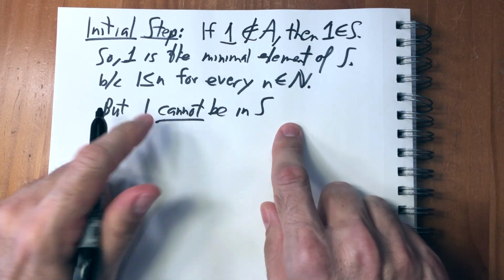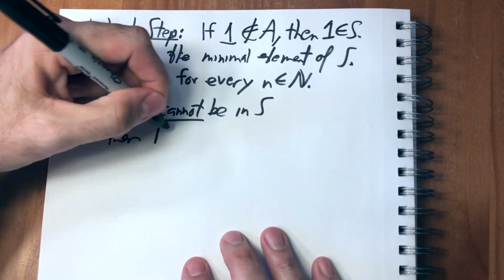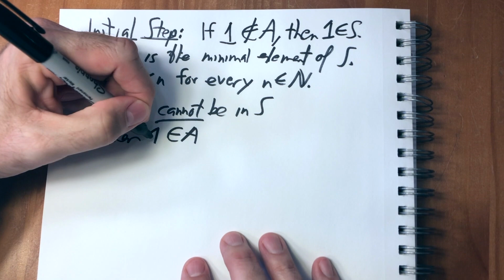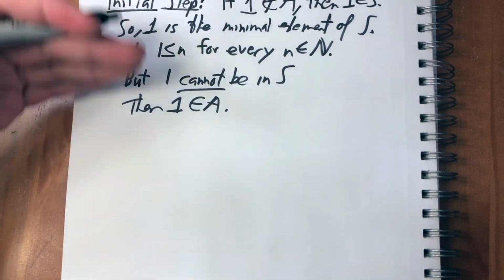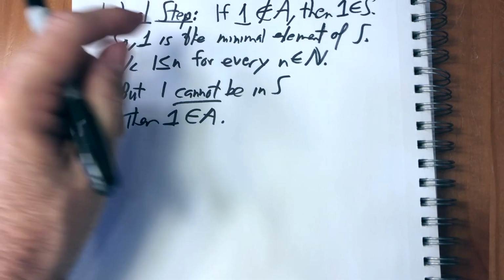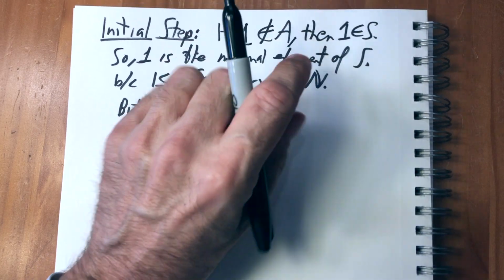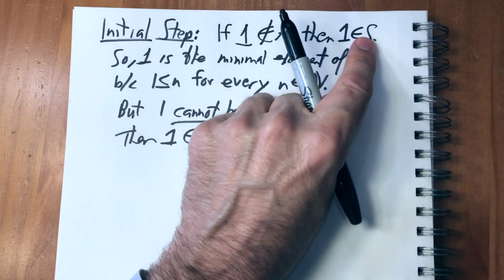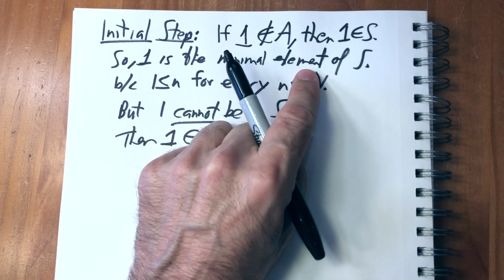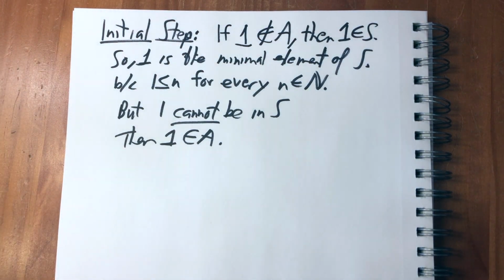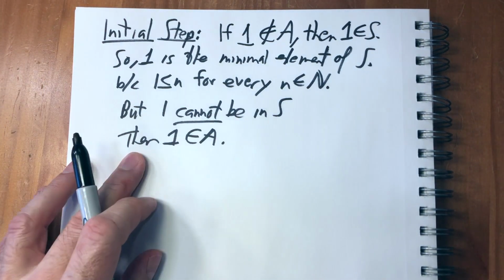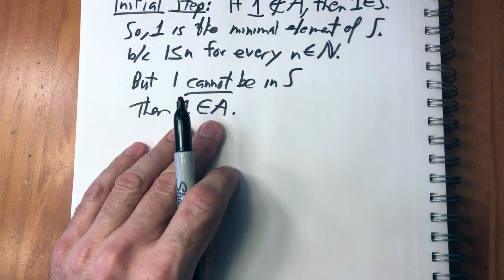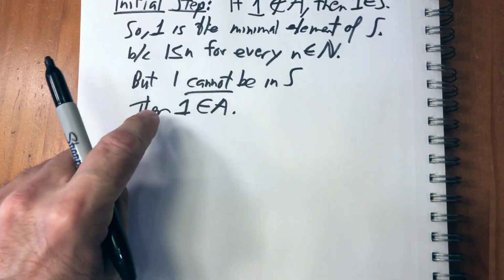But if 1 is not in S, then 1 has to be an element of A. So we sort of reached a contradiction here, because we said let's start by saying that 1 is not an element of A. Then 1 has to be an element of S. But if 1 is an element of S, then 1 is the minimal element of S. That means that S has a minimal element. But we started by saying that S does not have a minimal element. That means that 1 can't be in S, so 1 has to be in A. So we've shown that the set A has to at least have 1.